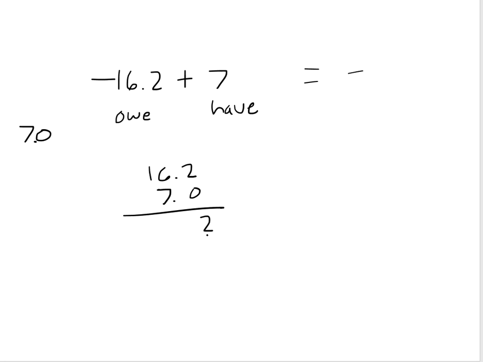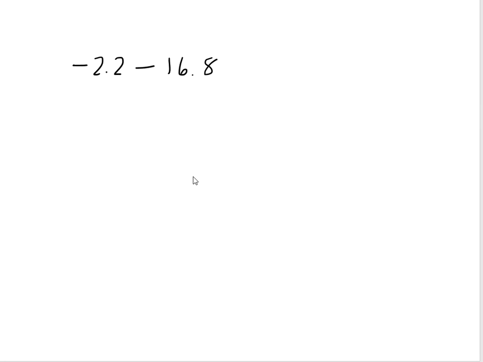2 minus 0 is 2. You can't take 7 from 6, so you got to borrow from the 1, make it a 0. So this really just becomes 16 minus 7, which is 9. So negative 9.2. Okay, the next one is a subtraction problem.